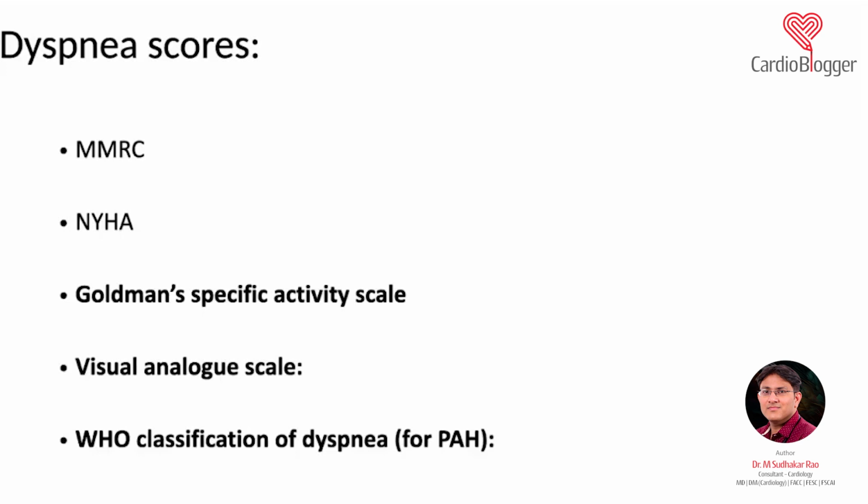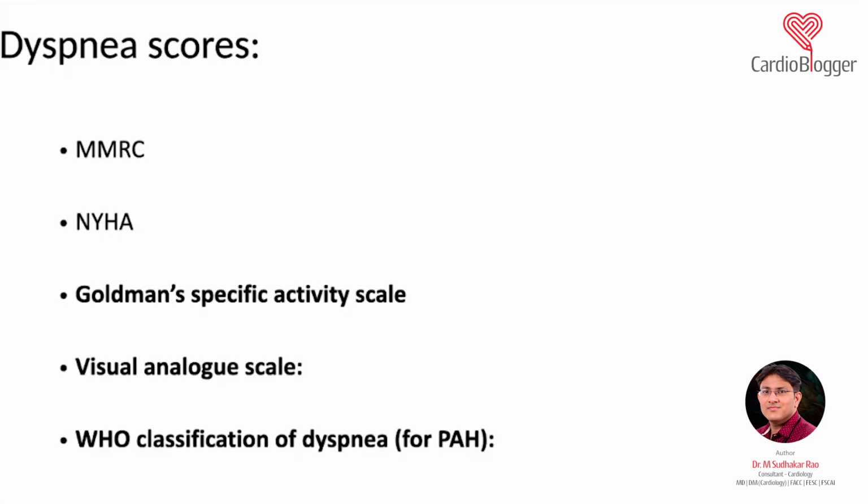So Goldman specific activity more than 7 METs, if the patient is able to do it, is class 1. 5 to 7 is class 2. 2 to 5 is class 3. Less than 2 is class 4. So this is how, but if you remember, it's fair enough. Otherwise it's also okay, I feel.